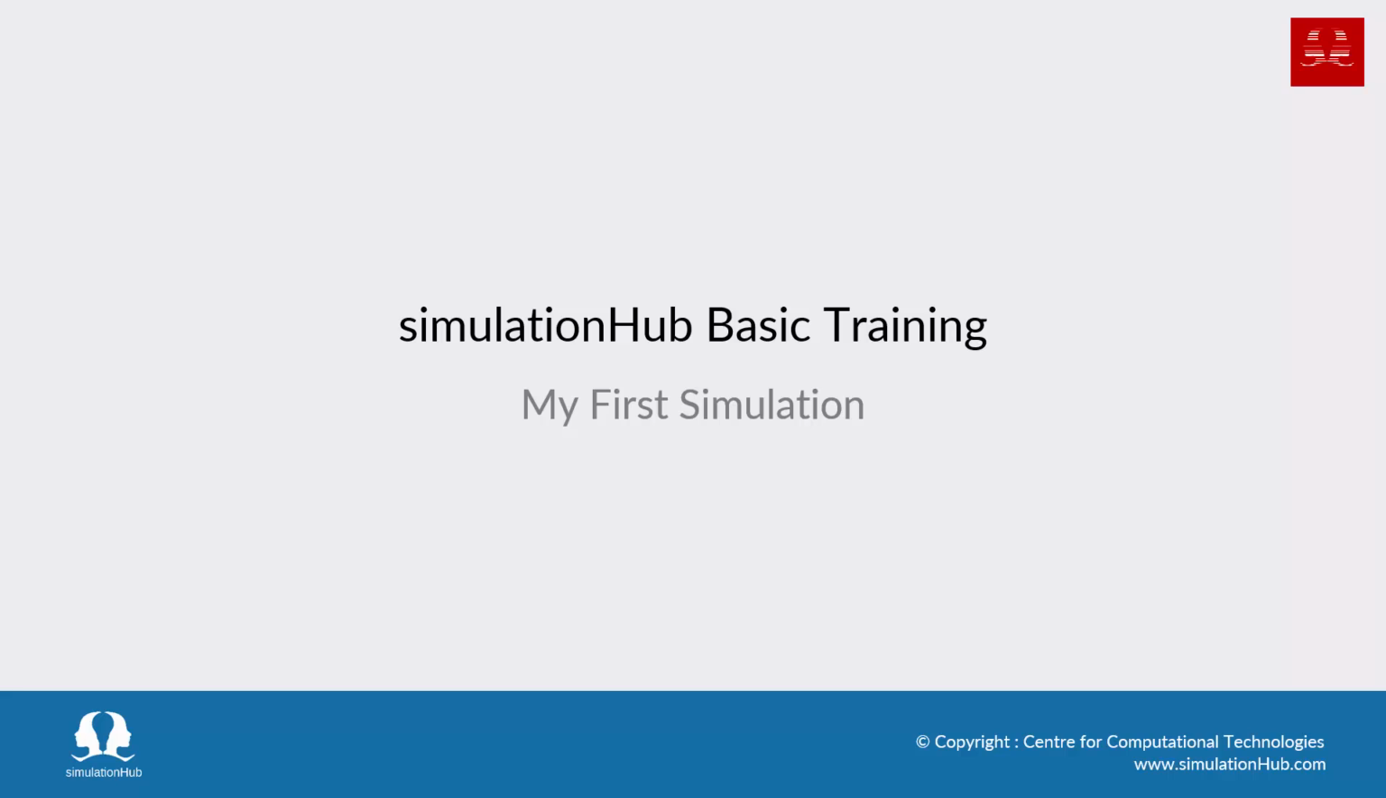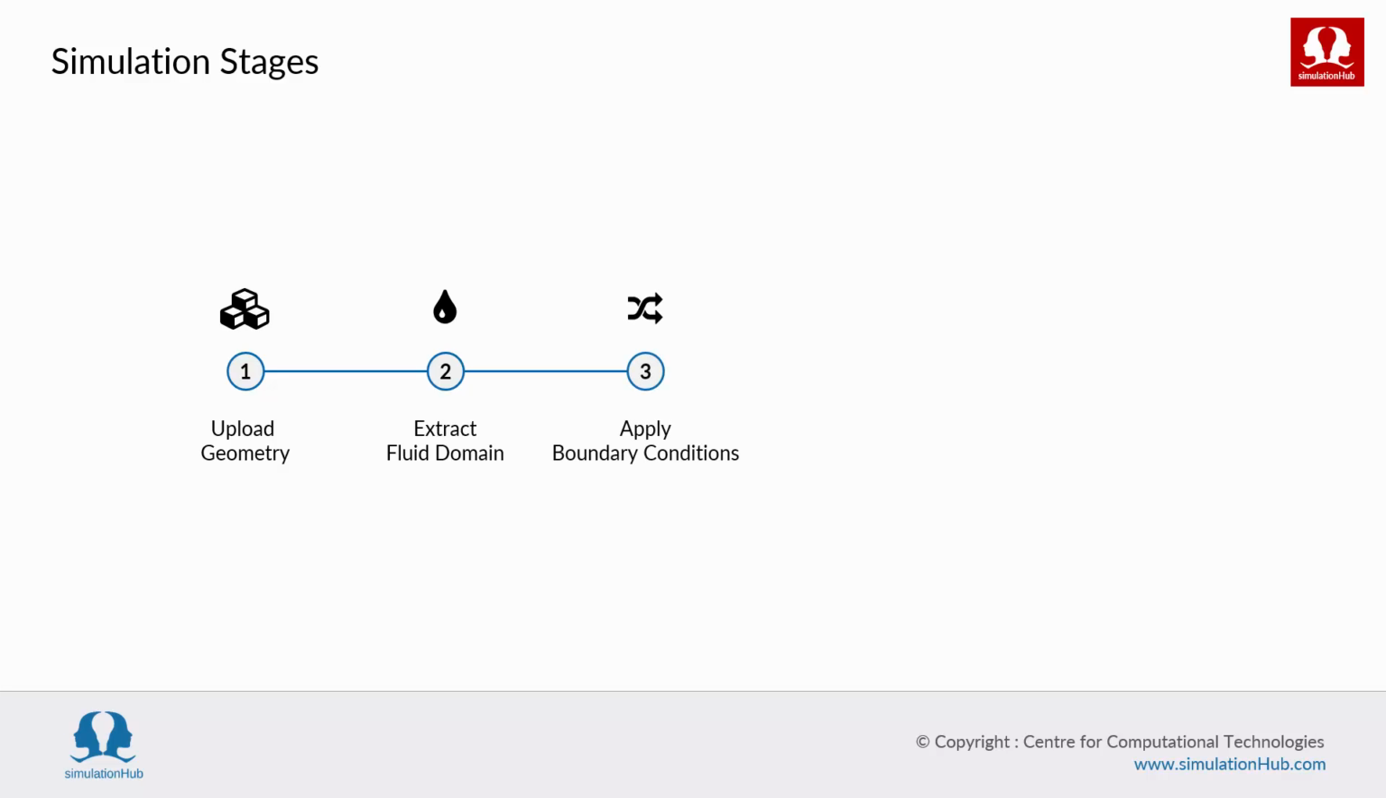In this video, we are going to look at how to set up a simulation problem on simulationHub. Every simulation on simulationHub is divided into 5 stages. The first stage is to upload the geometry. Once the geometry is uploaded, we need to extract the fluid domain. Once the fluid domain is extracted, we need to apply a set of boundary conditions. Once the setup is done, we need to submit the simulation for solution of the equations. And once the solution is converged, we will see the results. So these are the 5 stages involved in any simulation on simulationHub.